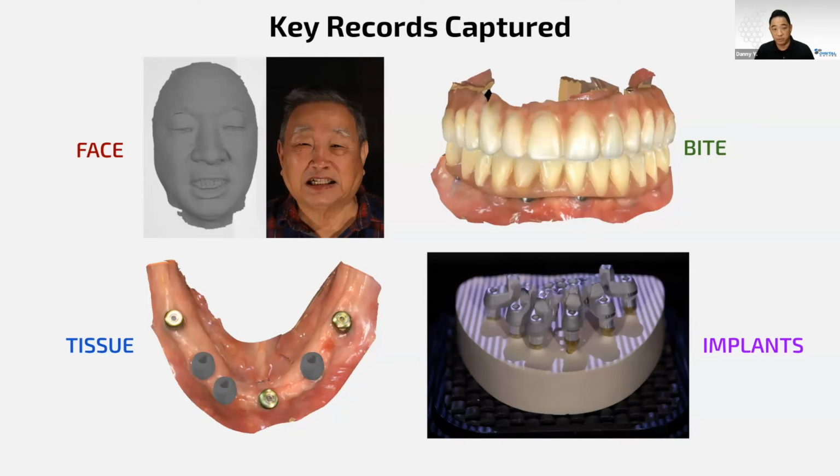So just to review again, we've captured these key pieces of data throughout this process. We've captured the face, whether it's through photos, high quality photos, or a facial scan. We've captured the bite with an intraoral scanner. We captured the tissue with an intraoral scanner using our scan caps or the healing caps. And we've also captured the implant positions with OptiSplint, scanning it with a 3Shape desktop lab scanner.